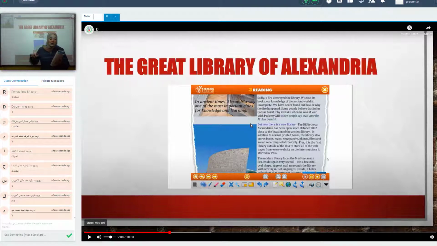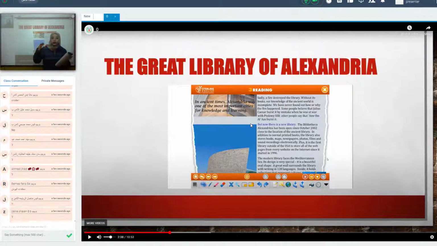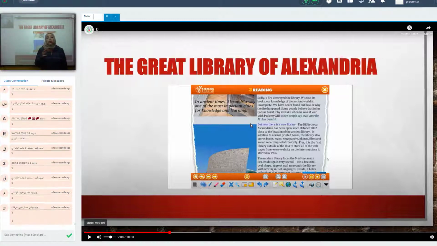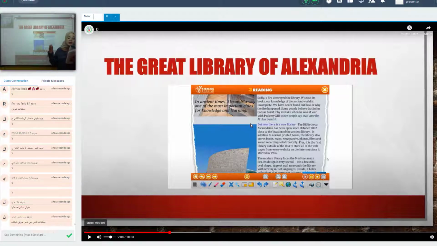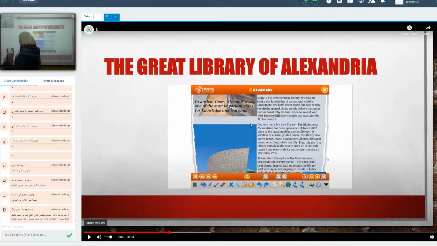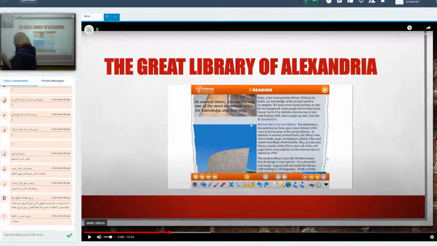Without its books our knowledge of the ancient world is incomplete. We have never found out how or why the fire happened. The main idea is that we don't know why or how the fire happened. Some people believe that Julius Caesar burned it by mistake when he was at war with Ptolemy XIII. Other people say that Amr ibn al-As burned it.